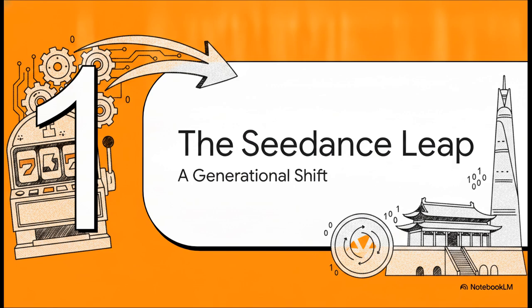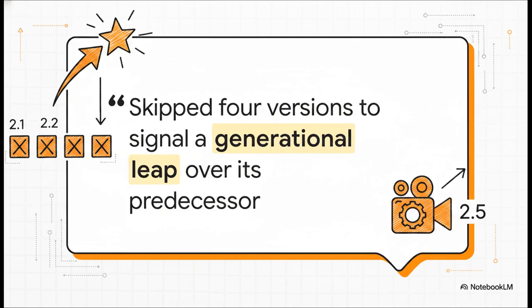Section 1. The Seedance 2.5 leap. According to the Next Web, ByteDance deliberately skipped versions 2.1, 2.2, 2.3, and 2.4 entirely. They just jumped straight from their previous 2.0 model right to 2.5. Why? To send a clear, undeniable message to the market. This is not a tweak. It's not a small iteration. It is a completely new baseline for what an AI model is actually capable of.